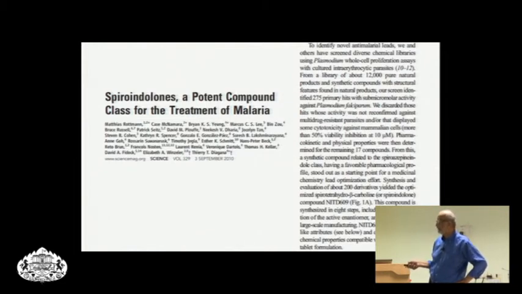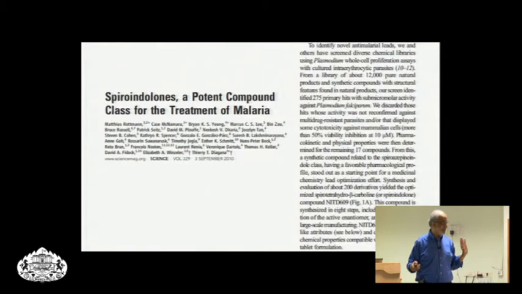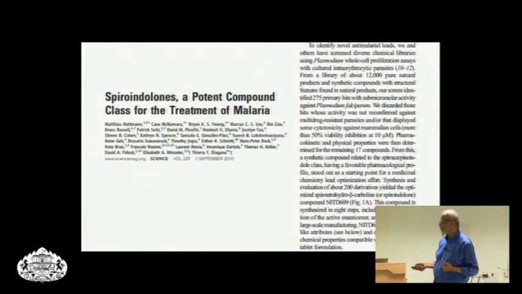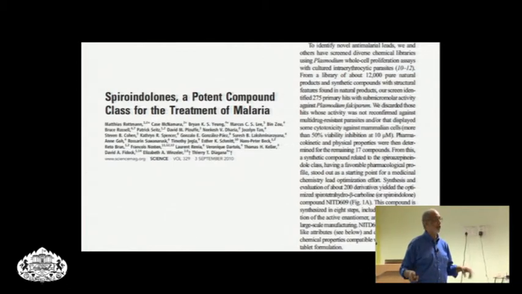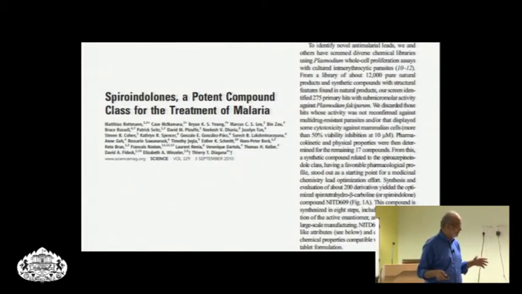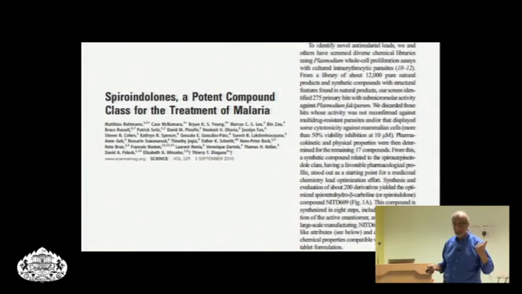Pharmacokinetics and physical properties were then determined for the remaining 17 compounds. From this, a synthetic compound related to spiroindolone stood out as a starting point for a medicinal chemistry lead. So this was a natural product structure from which this compound came about. Okay, so this came from a natural product library. Synthesis and evaluation of about 200 derivatives of this compound yielded the optimized spiroazepineindole, or spiroindolone compound NITD609. NITD609, later named KAE609 and now called cipargamin, has gone through phase 2b trials, and it's been tried out in Africa as well.